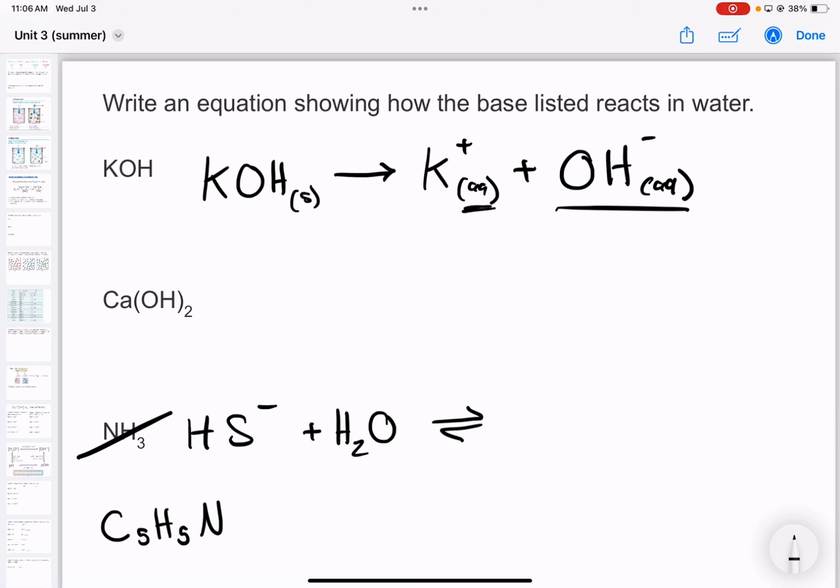Because like with the type 2 bases, we form the OH minus from a water molecule. So we still are making OH minus. That's the similarity there. But it's formed from water in type 2, whereas in type 1, it's just because the thing dissolves.